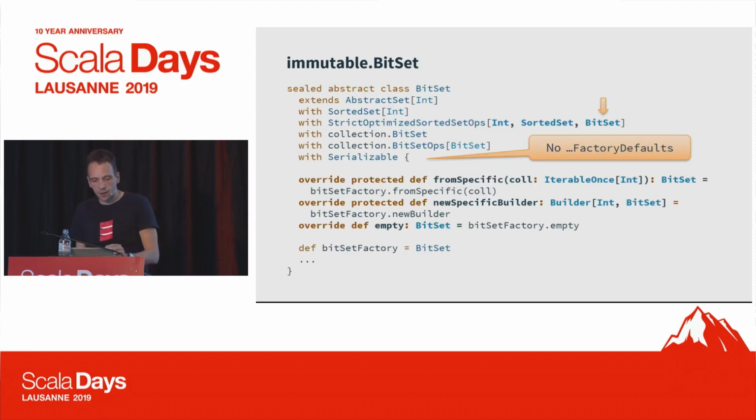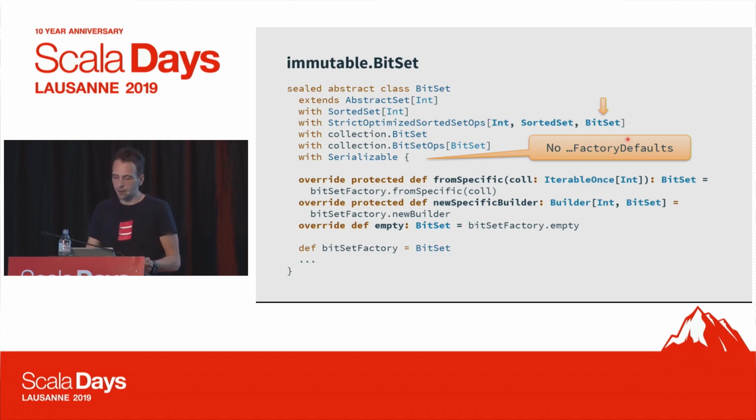So you can see we extend StrictOptimizedSortedSetOps, and the CC type is SortedSet, and the C type is BitSet. It is not SortedSet of Int, because if you map from a BitSet and return Int values, it would be nice to produce another BitSet as the result. That's what all this CanBuildFrom magic did in 2.12. So that means there is no factory defaults trait. The factory defaults traits are only available if you have this correspondence that C equals CC of A. So what we do instead is to implement a way to produce a BitSet, the C type, directly.